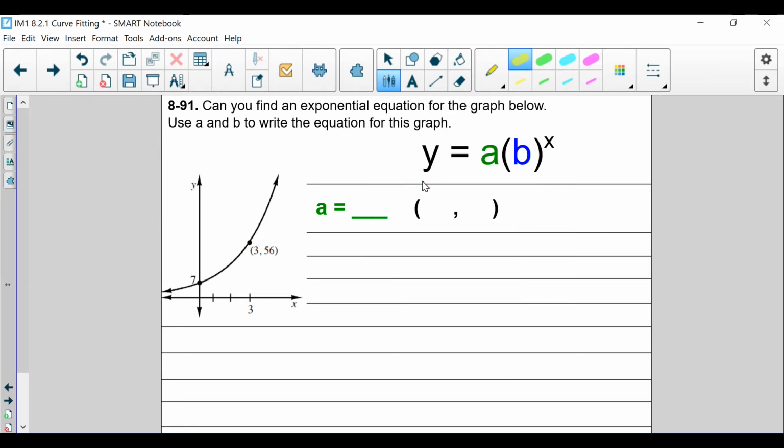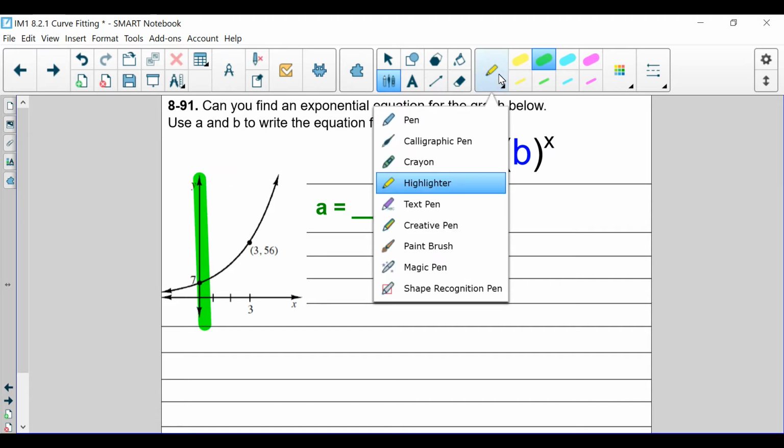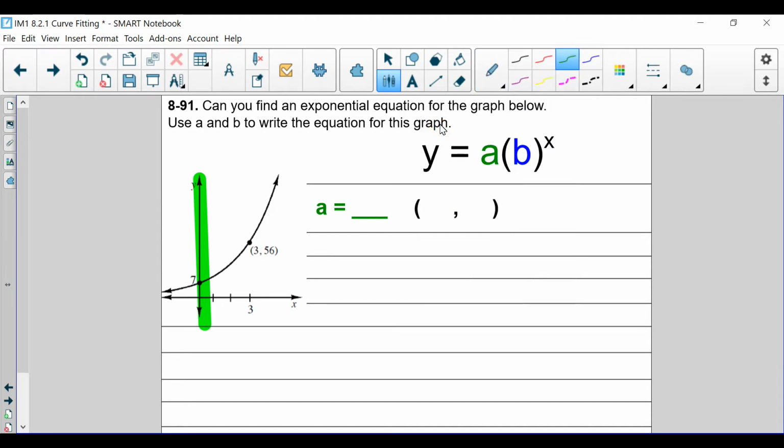It represents the y-intercept. We're going to highlight that y-axis. When you highlight the y-axis, you're going to notice that the curve crosses the y-axis at the point, looking here, 7, also known as 0, 7. So our y-intercept is 0, 7, and our a value is 7.